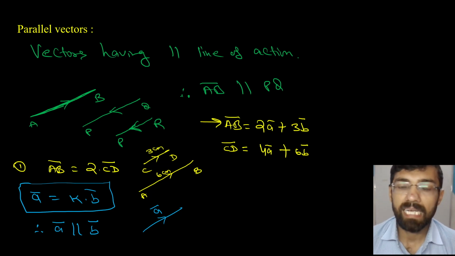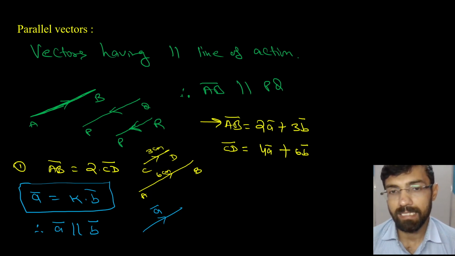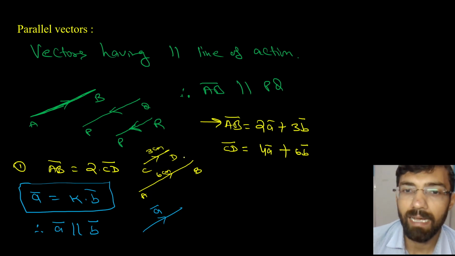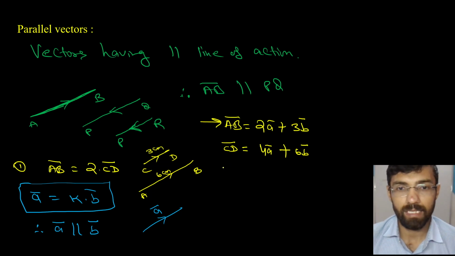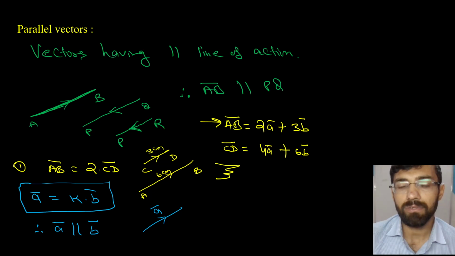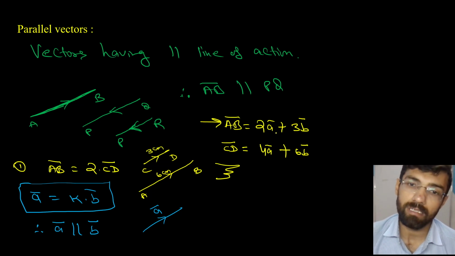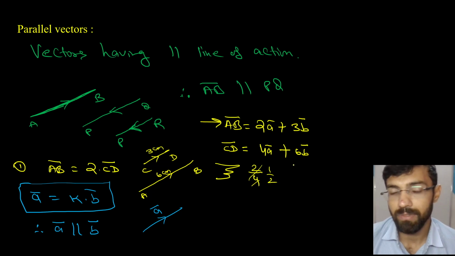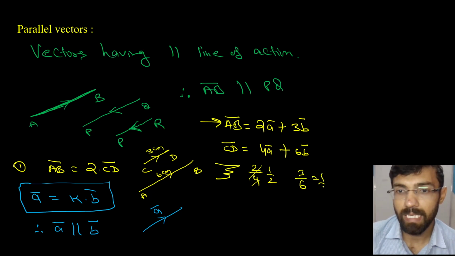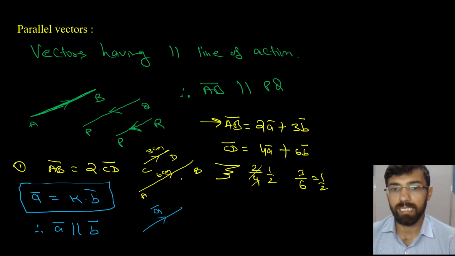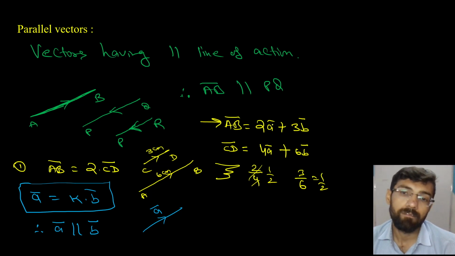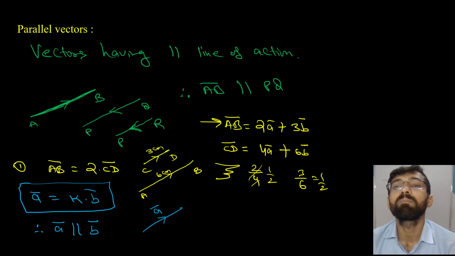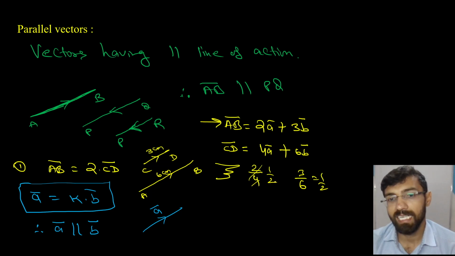Is there any relation just by looking at the vectors 2A plus 3B and CD is 4A plus 6B? Yes, definitely. The first note point here is that if you try to find the ratio of the coefficient of A vector, it is 2 by 4, that is nothing but 1 by 2, correct? And the ratio of the coefficient of B vector is 3 by 6, which is also 1 by 2. So the first note point is that the ratio of the coefficients of the A vector and the ratio of the coefficients of the B vector are the same.